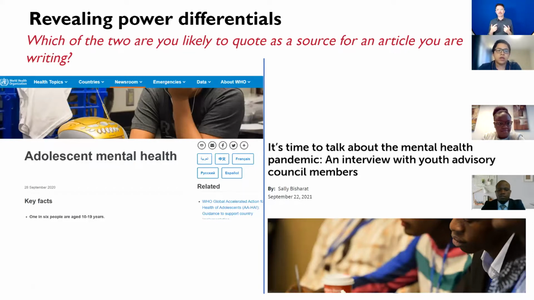If you could look at the screen, you will see two articles, and we would like you to please share with us which of these two you are likely to quote as a source for an article that you're writing. On your left, you have an article about adolescent mental health produced by the World Health Organization, which is a United Nations specialist agency based in Europe. And then on the right, you have an article also about youth and mental health, produced by a young communications officer telling the story of youth leaders working on mental health in Africa. If you were writing an article, maybe about youth and mental health, which one of those two would you select as a source that you would quote in your article?